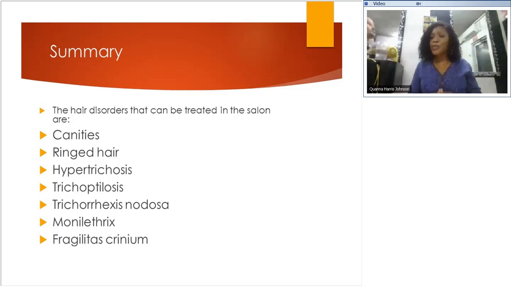Then we have hypertrichosis, and this is superfluous hair, meaning your vellus hair turns into long hair and grows all over your body. We have trichorrhexis nodosa, this is swelling along the hair shaft, causing it to break into brush-like ends, and it will split along the hair shaft. So you need a deep conditioning treatment to solve this problem. Monilethrix is breaking between the knots or the beads on the hair shaft. Deep conditioning treatment again, and then we have fragilitas crinium, the hair shaft splitting, and you need deep conditioning treatment again.